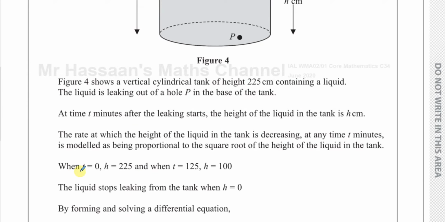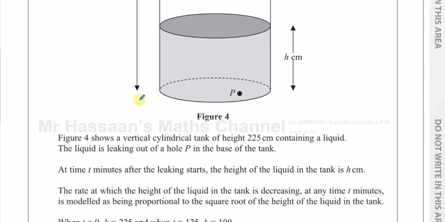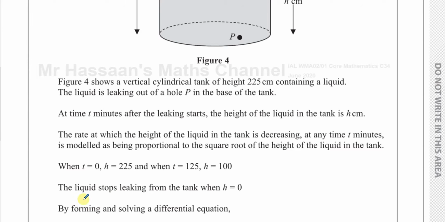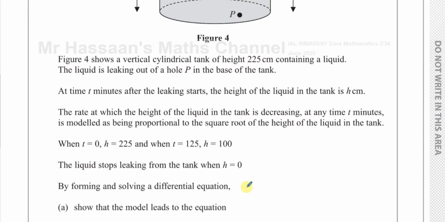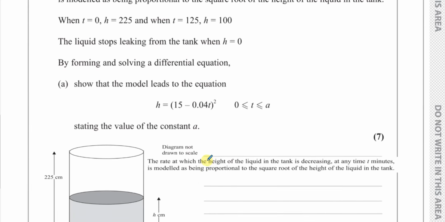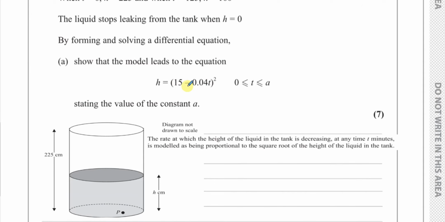They've also told us when t equals 0, the height of the tank is 225 centimeters, as we can see from this. And when t equals 125, the height of the water in the tank is 100. It says the liquid stops leaking from the tank when the height of the water is 0. So it says by forming and solving a differential equation, show that the model leads to this equation: h equals (15 minus 0.04t) all squared, and t is between 0 and a, stating the value of the constant a.